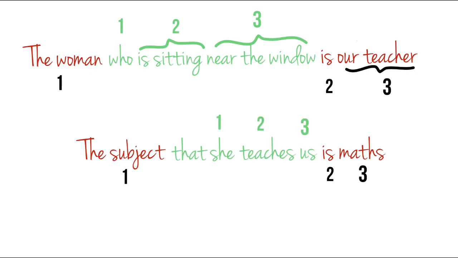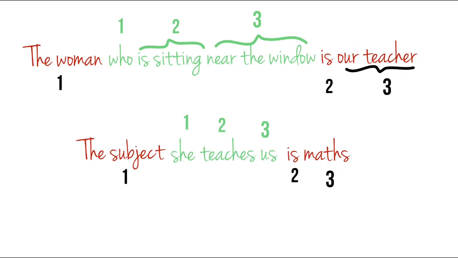And the same thing with the second sentence. The subject that she teaches us is maths. The main clause, the subject is maths, and the relative clause, that she teaches us. And we see that is the object pronoun, so we can remove it. And we can also say the subject she teaches us is maths without that.